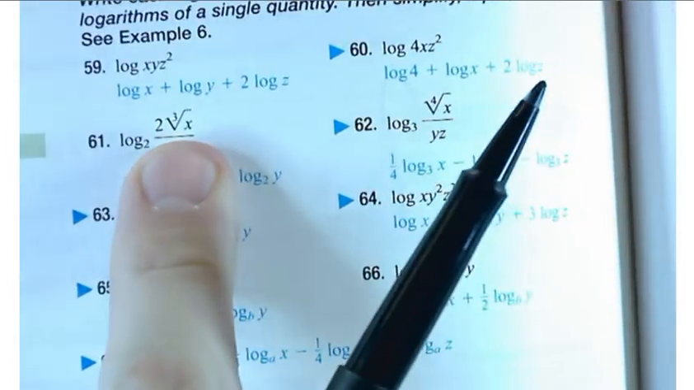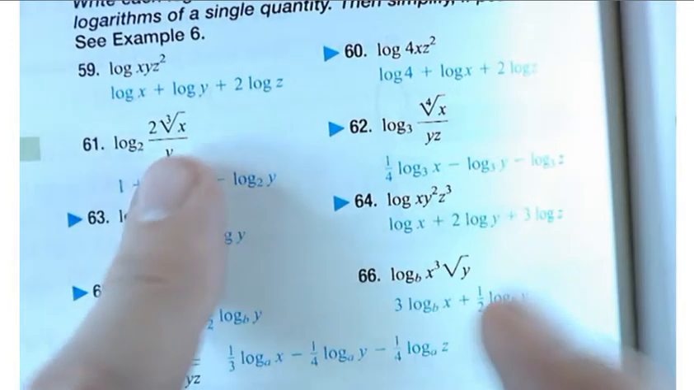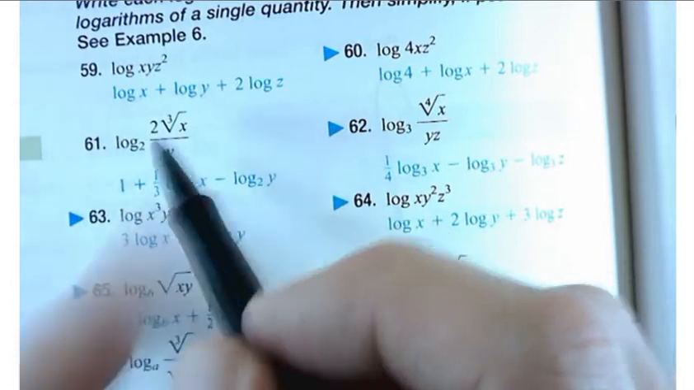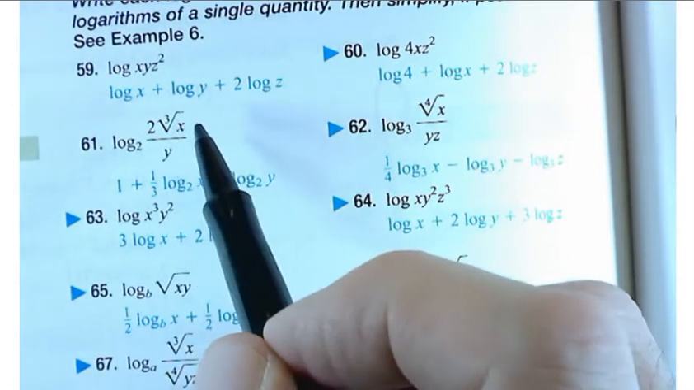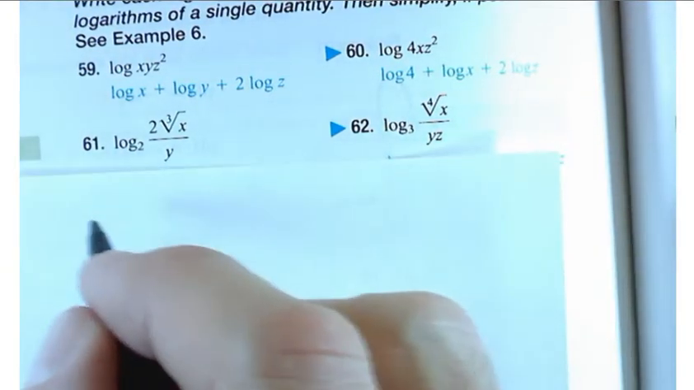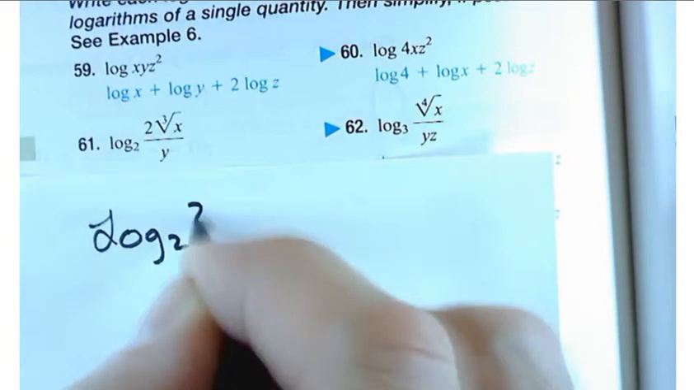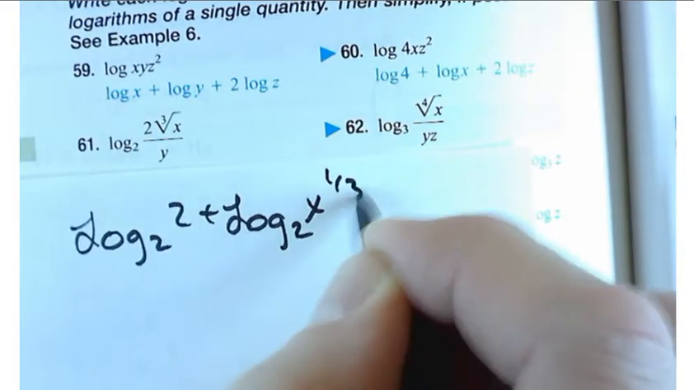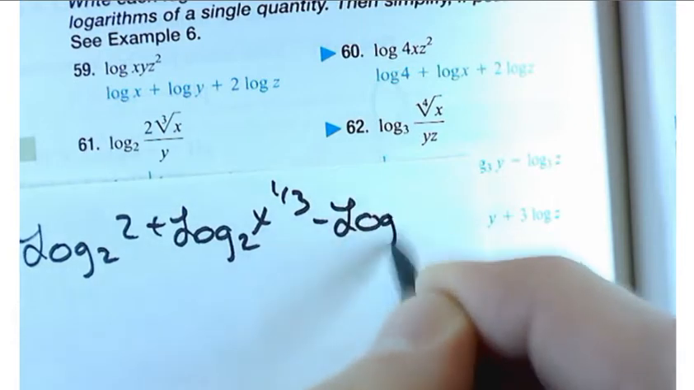Then looking at the log of the numerator, you could use your product rule. Log of 2 times this root becomes log of 2 plus the log of the root. The last thing in here, it's kind of hidden. When you expand it, you'll end up with log base 2 of 2 plus log base 2 of x to the 1/3 minus log base 2 of y.